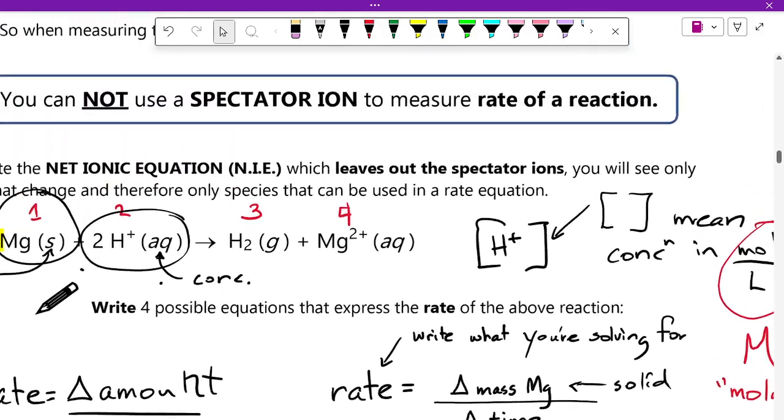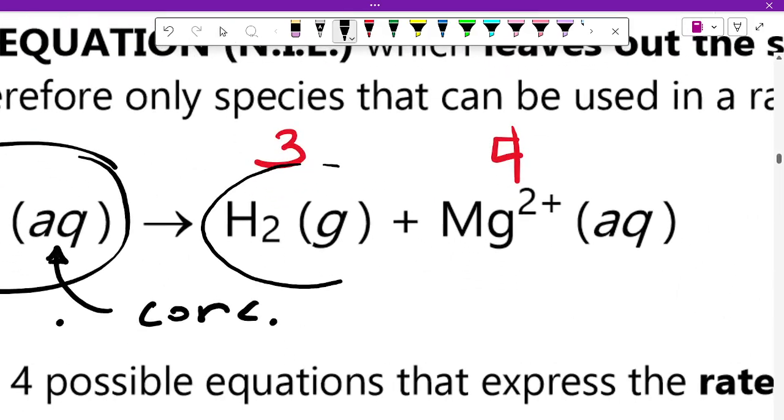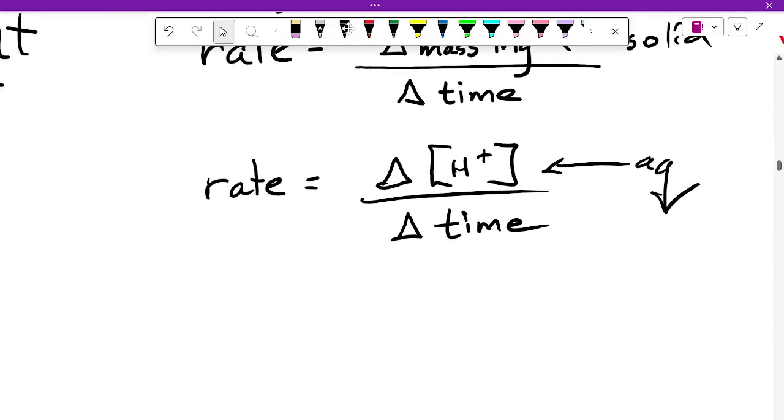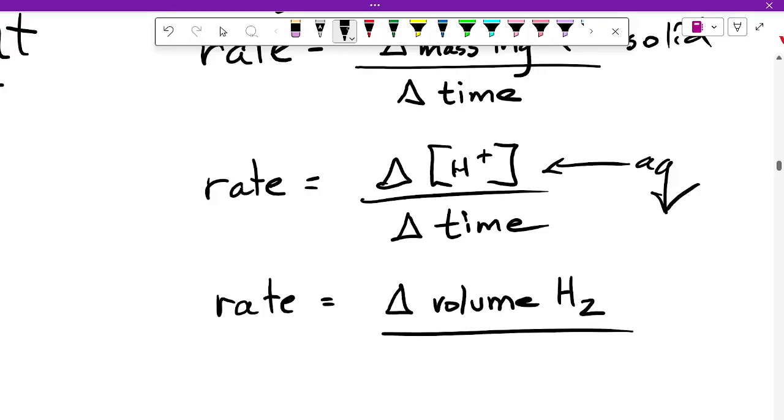Next, we have a gas. We could do volume, absolutely. For a gas, you can do volume. Okay, so rate could be a change in volume of H2 over change in time. Okay, and that's a gas. So volume works well for gas.